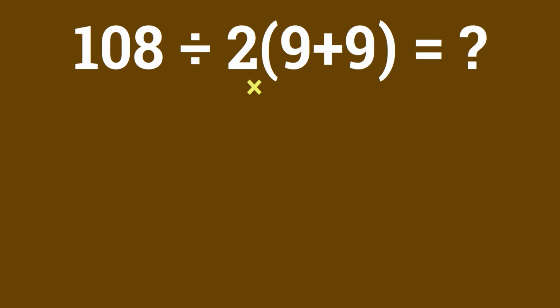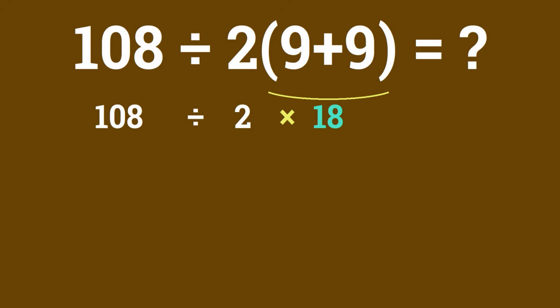So according to the PEMDAS, first we have to do this parenthesis, then this division, and finally this multiplication. If we do this multiplication before this division, it's wrong. So first this parenthesis. Inside this parenthesis we have 9 plus 9, which equals 18. So 108 divided by 2 times 18.